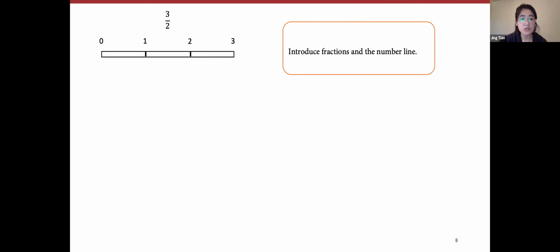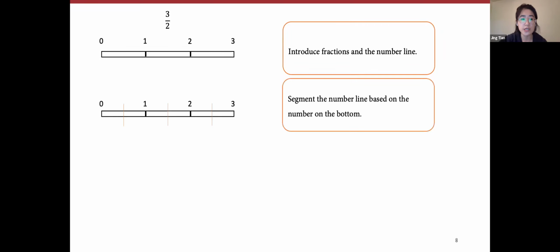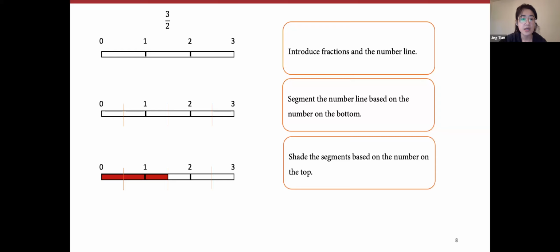In the number line training, children were introduced to fractions as numbers that had a number on the top and a number on the bottom. They were also told that the number line they used in the training goes from 0 to 3. To represent this fraction on the number line, they had to segment each unit of the number line based on the number on the bottom, which is 2 in this case.